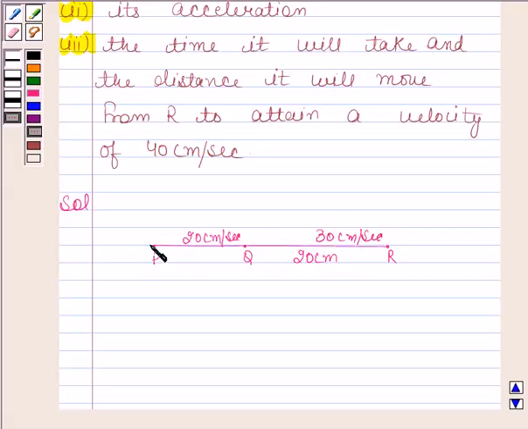We have to find the velocity of the particle at point P, then we have to find its acceleration, then we have to find the time it will take and the distance it will move from R to attain a velocity of 40 cm per second. Now let's first consider distance QR.